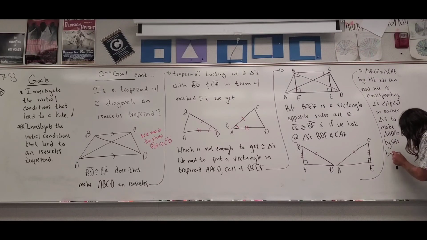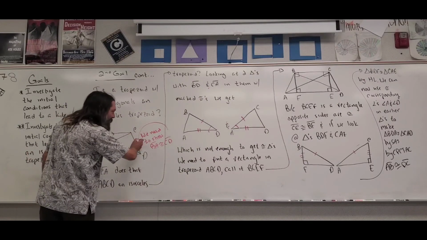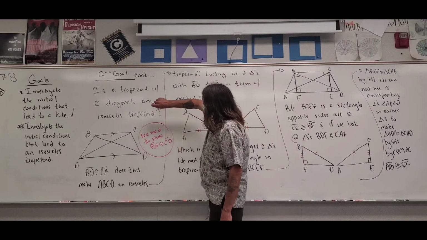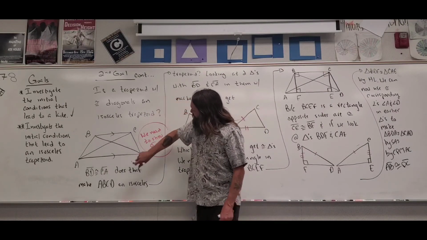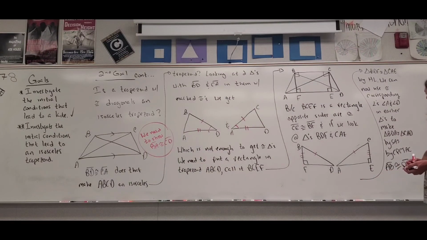And by corresponding parts of congruent triangles are congruent, that means that I can say that AB is congruent to DC. Again, that's what I needed to argue, or BA congruent to CD. That's what I needed to argue in order to determine if congruent diagonals was enough to have an isosceles trapezoid. So I have congruent legs. It's been argued. I have congruent legs. So yes, this is good enough to have an isosceles trapezoid.